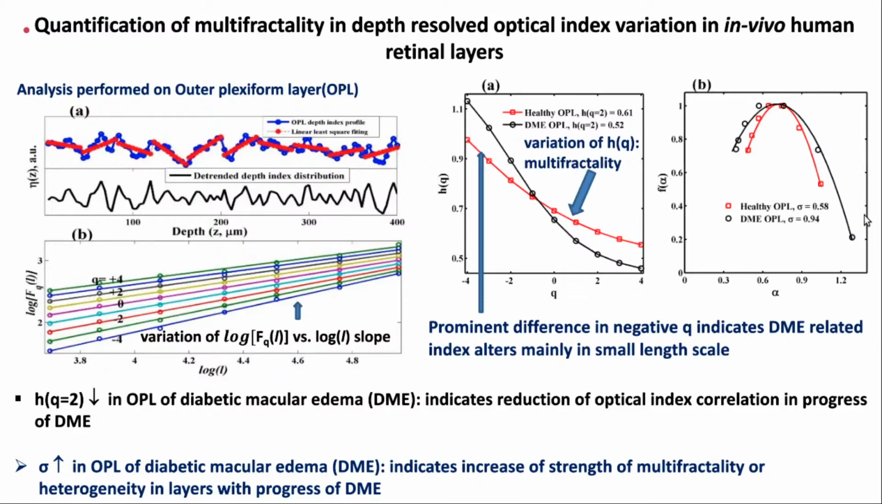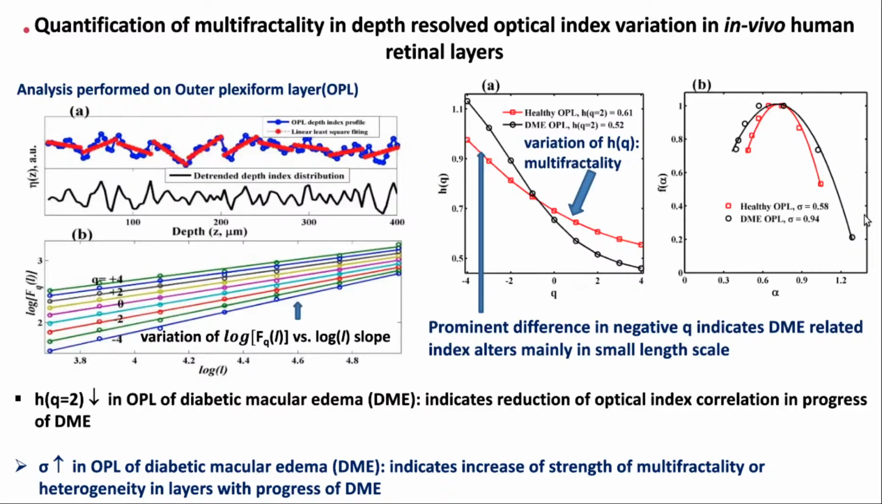That means we will see the Hurst exponent plot in figure A, and figure B is the singularity spectrum width plot. Remember that in the earlier case we did multi-class classification. Here we are doing binary classification, either healthy or DME-affected layer. In the case of healthy OPL, you observe the Hurst exponent value is 0.61. For DME-affected OPL, the value is 0.52. So again there is a reduction in the correlation level when proceeding from healthy to diseased tissues.